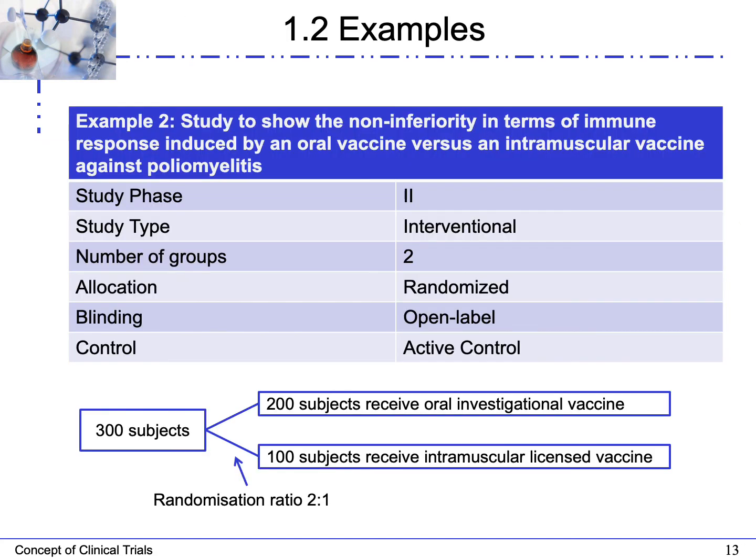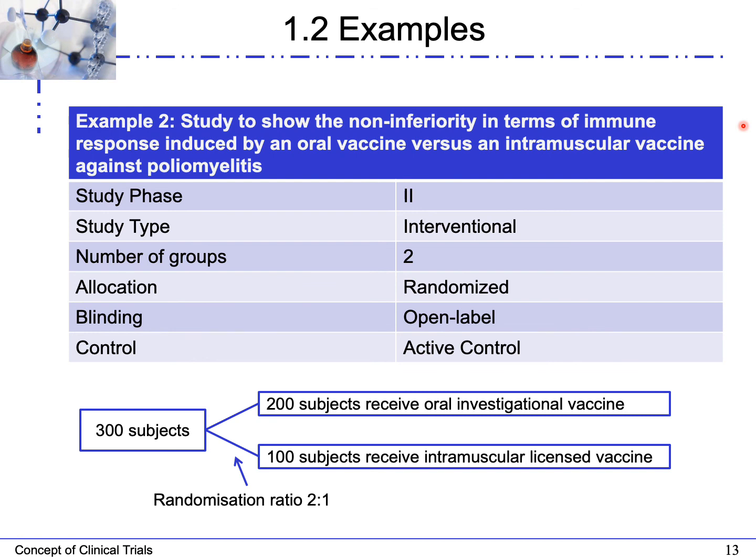Let's move to the examples. The first example that we present here is a study to show the non-inferiority in terms of the immune response induced by an oral vaccine versus an intramuscular vaccine against poliomyelitis. Non-inferiority, and you will see more details in part 2, means that the oral vaccine is as good as the intramuscular administration of the vaccine.